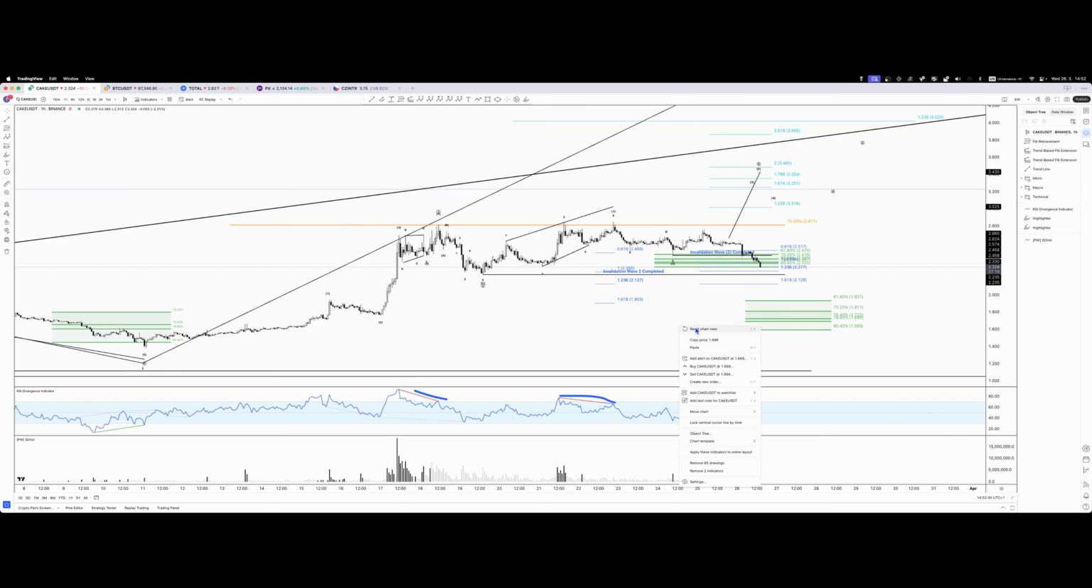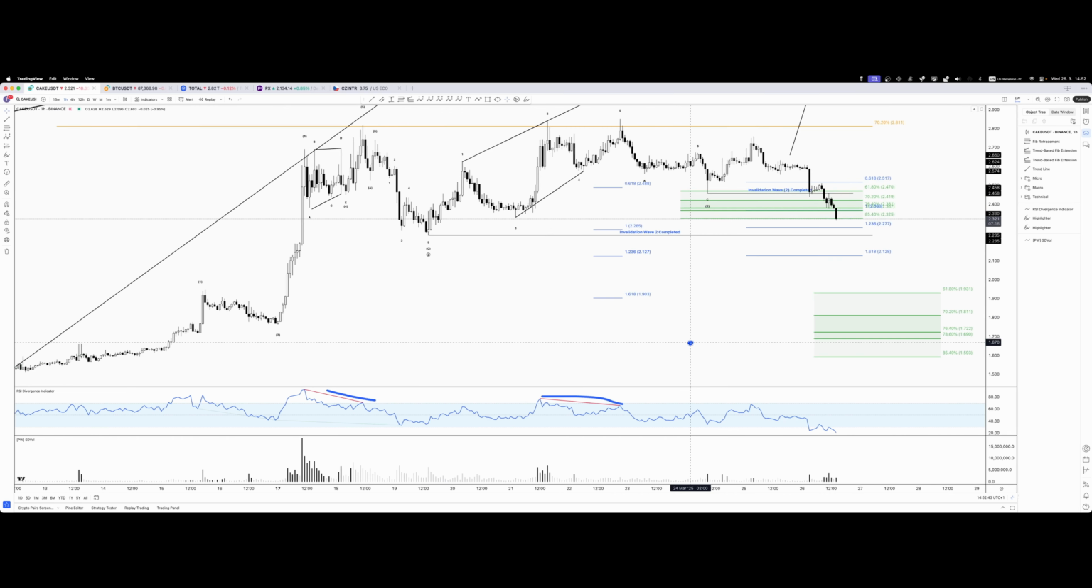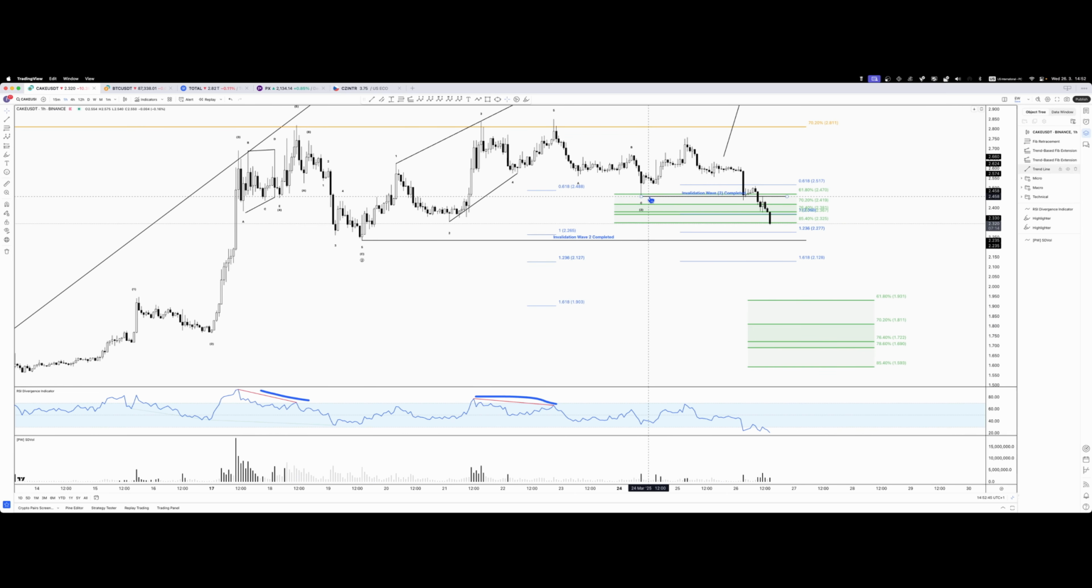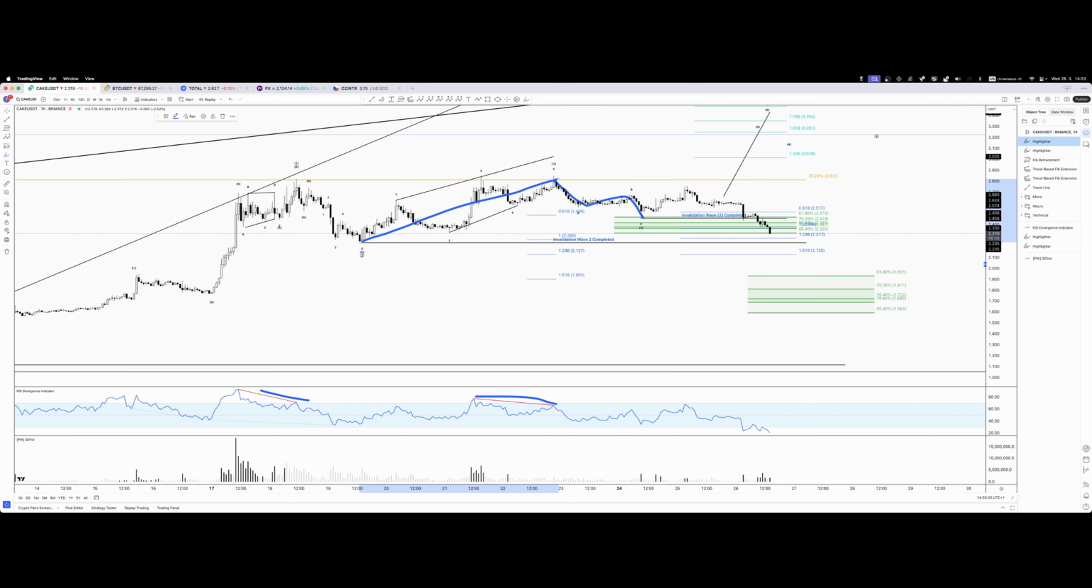This idea was valid for as long as this level here at 245 would not break. This level represents the assumption made that this correction, A, B, C, represented the wave 2 and it was completed. Now we had a wave 1 here, wave 2 complete, and then we would march up towards 335.